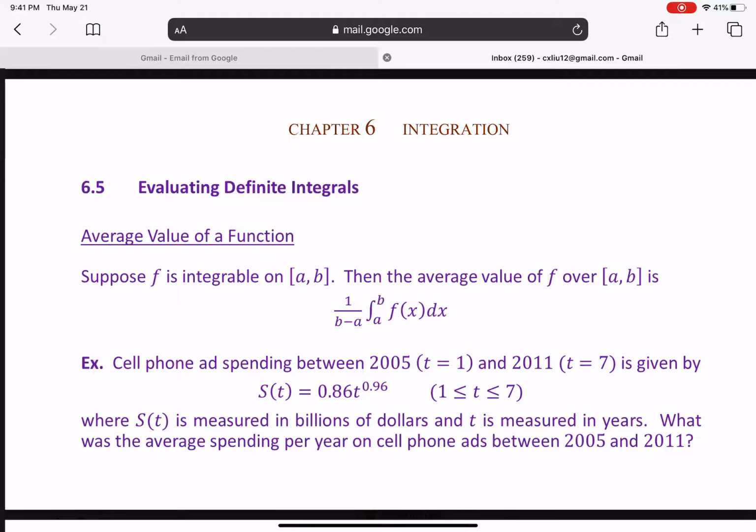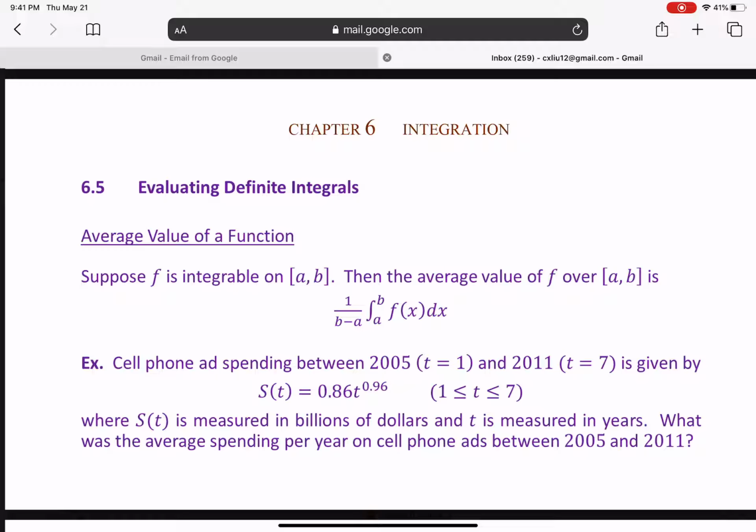Let's talk about the average value of a function. Suppose f is integrable on the closed interval from a to b, then the average value of f over the interval from a to b is just 1 over b minus a times the integral of f from a to b. Let's do an example.